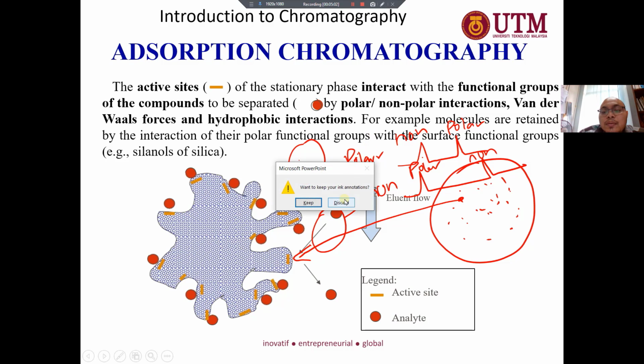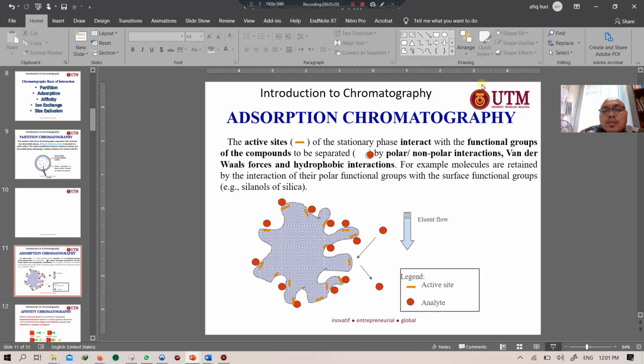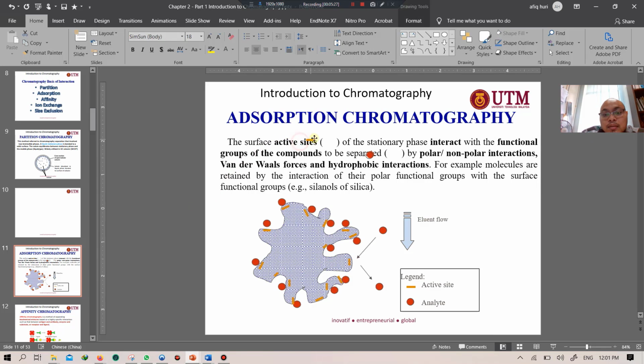So the keyword over here is that the surface active site of the stationary phase interacts with the functional group. So better I correct here: the surface active site, because adsorption is the interaction on the surface.